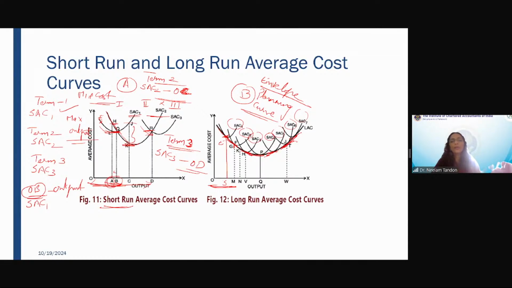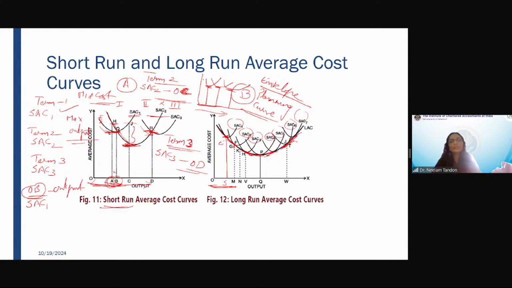So you always want to operate at the minimum point, no? The minimum point of the short-term average cost curve. This is the minimum, this is the minimum, this is the minimum. So the firm always wants to operate at the minimum point. Where SAC is minimum, that's the best level of output you would like to do. In this case, where do you want to operate? This point. Now, if this is the next SAC, where will you like to operate? This point. This is how the output increases by taking the minimum point of the short-term average cost curve.